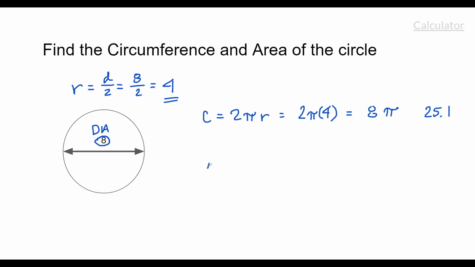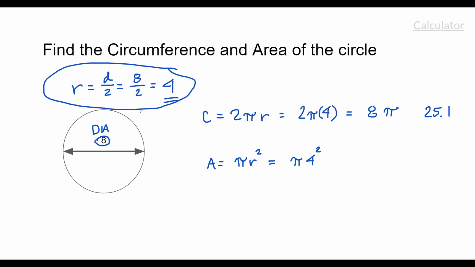Now let's do the area. The area is equal to pi times r squared, or pi times 4 squared. Here's our radius up here. We want to make sure we use 4 and not 8. That's going to give the answer of 16 pi. Convert that to a decimal, and you should get 50.3.